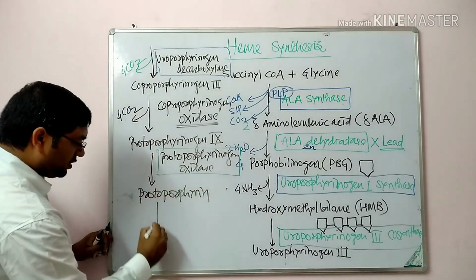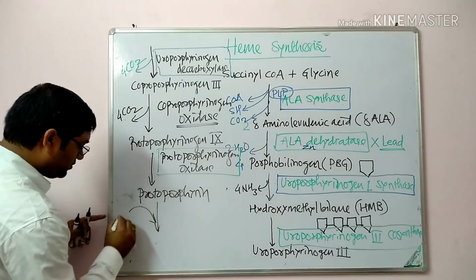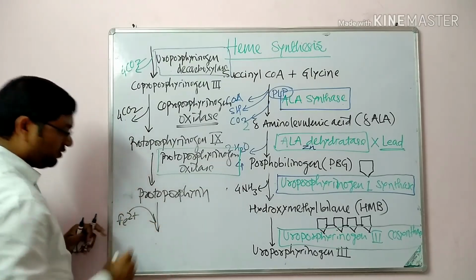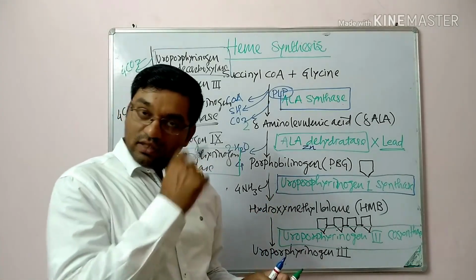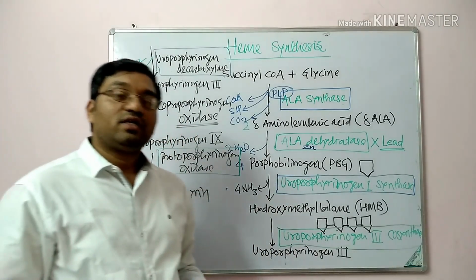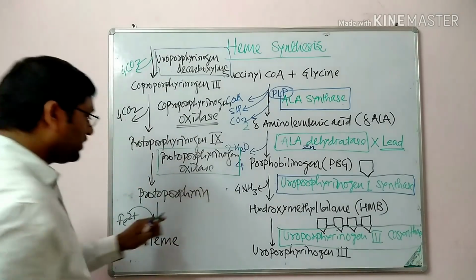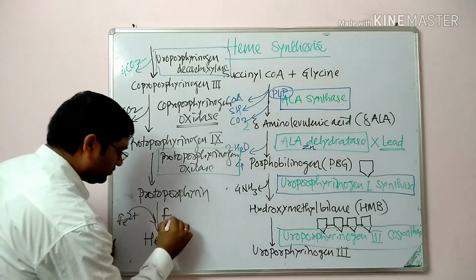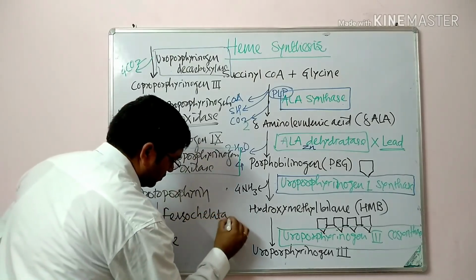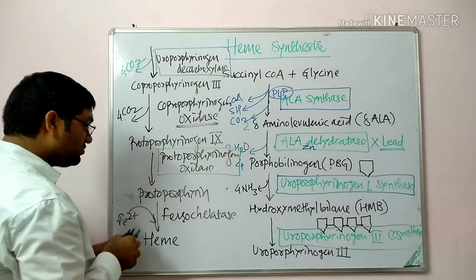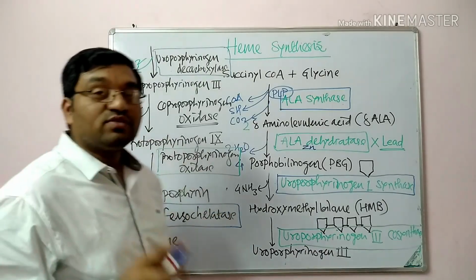After this formation of protoporphyrin, there is incorporation of iron in the ferrous form. The iron takes the center position in the pyrrole ring and it gets converted into heme. Here is the formation of heme, and the important enzyme in this step is ferrochelatase. Another name for ferrochelatase is heme synthase. So this is all about heme synthesis.